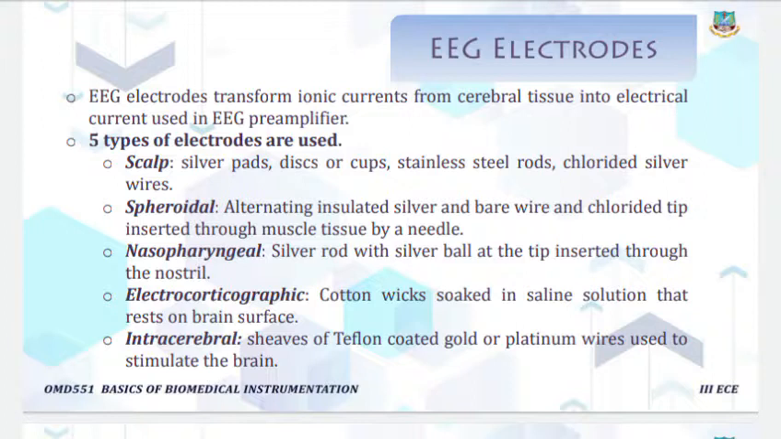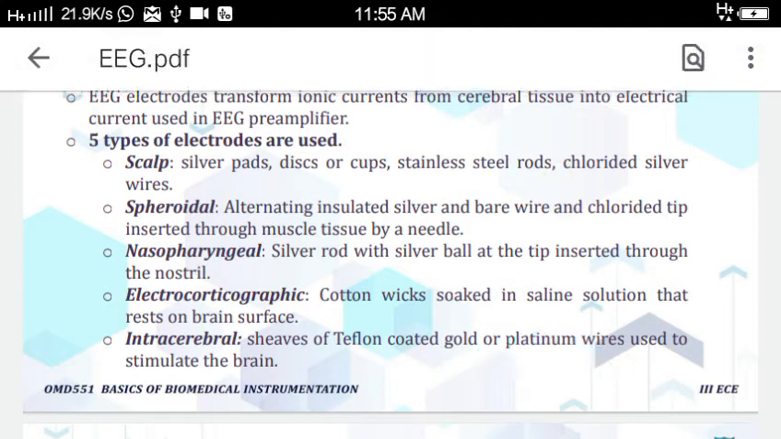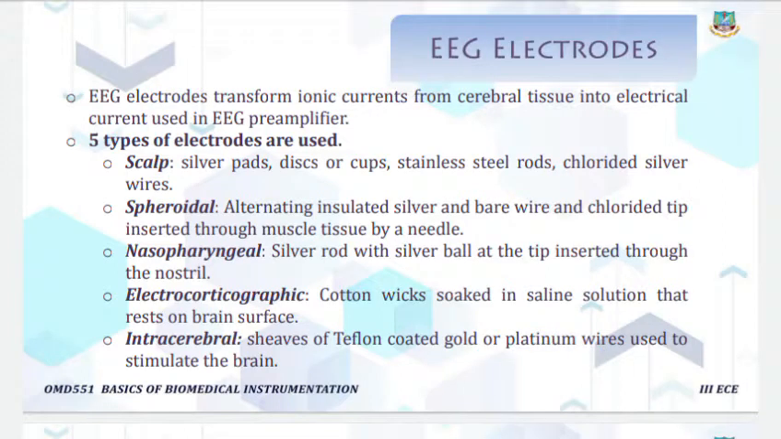Then EEG electrodes. What are the types of electrodes that we use in EEG? These transform the ionic current from the cerebral tissue into electric current, which is used in the EEG preamplifier, ionic current to electrical current. Normally 5 types of electrodes are used. First, the scalp electrode, which comes under this: a silver pad, disc or cup electrode, stainless steel rod, or silver chloride wires. These all come under the scalp electrode.